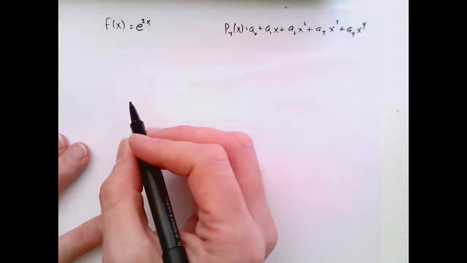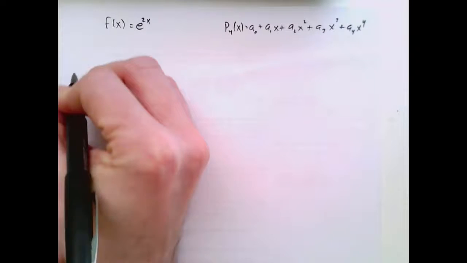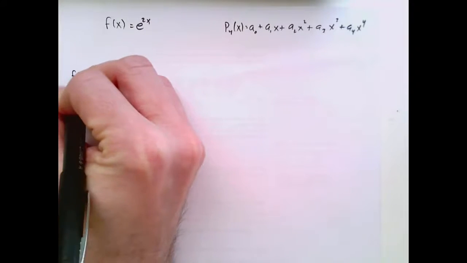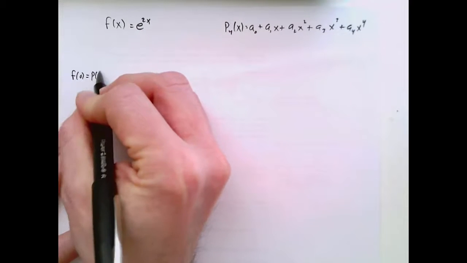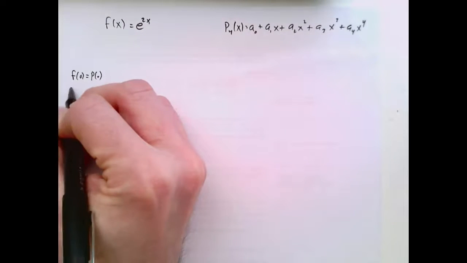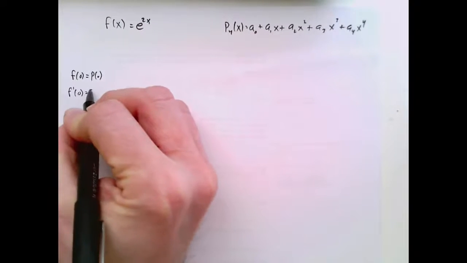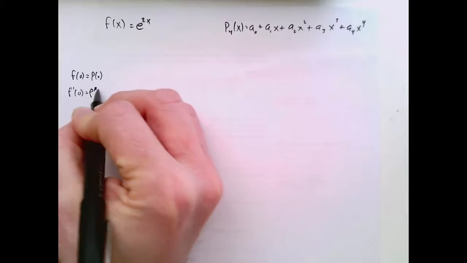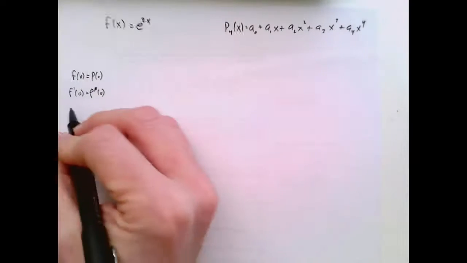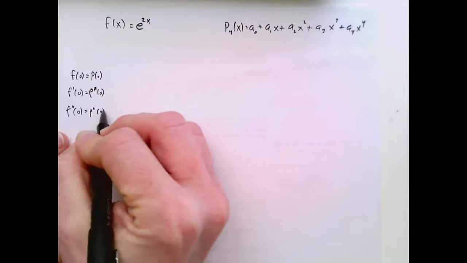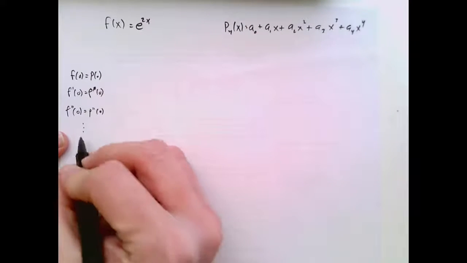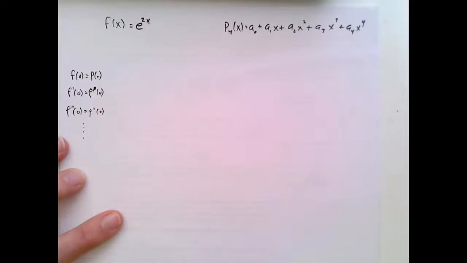So I said that the heart of this conceptual process is I want to set the y coordinates to be the same, so f of 0 should equal p of 0. And then I want to set the first derivatives equal. And then I want to set the second derivatives equal. And so on.